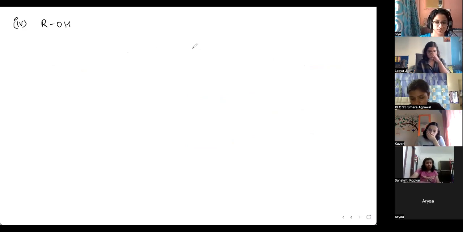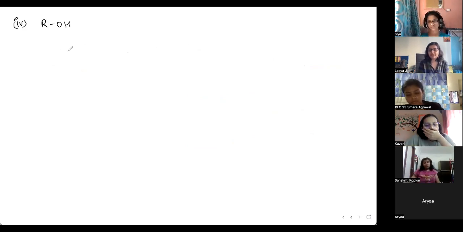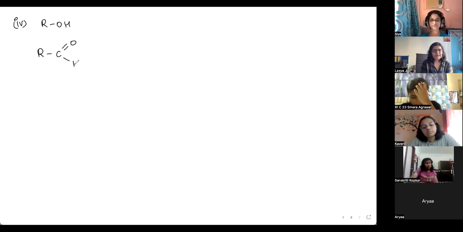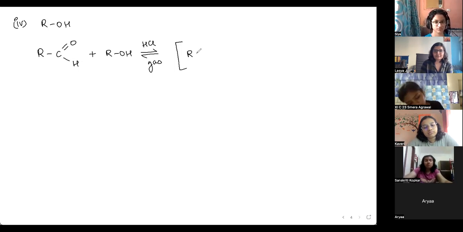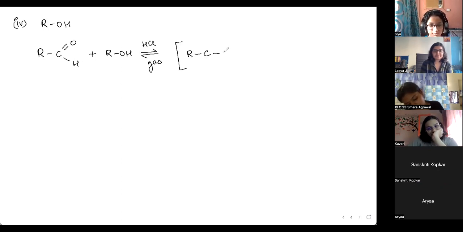Because there's a special name for this class of compounds, we'll do aldehydes and ketones separately. So aldehydes, let's take our C double bond O, H, plus ROH. This reaction is done in the presence of HCl gas. What will the intermediate look like? So R will remain as it is. C here. H will also be there as it is.